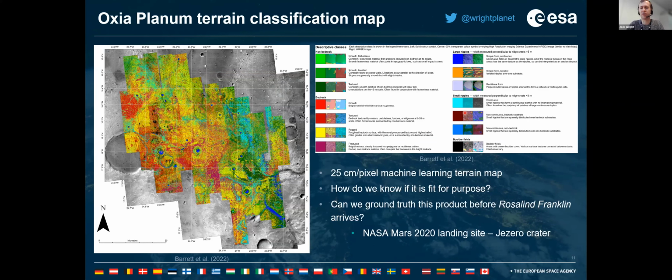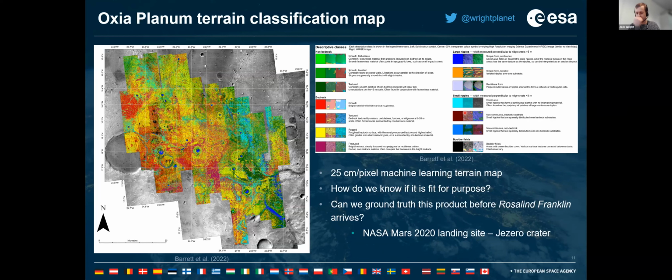So this is a product that no human being conceivably would be able to make in any reasonable amount of time. And the question becomes, this was a product that was commissioned by ESA for Oxia Planum for the ExoMars rover mission. And if it's going to be used for rover traversability and trafficability, we want to test that it's actually good. We want to know that it's fit for purpose. Are we going to be able to do that before the rover actually lands?